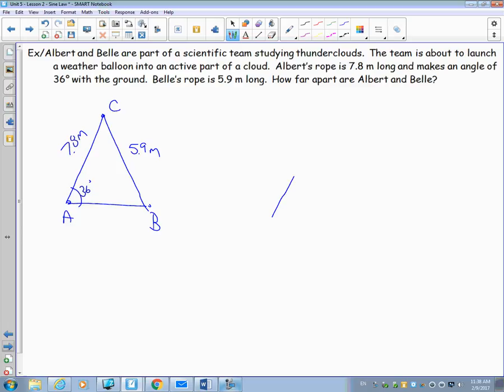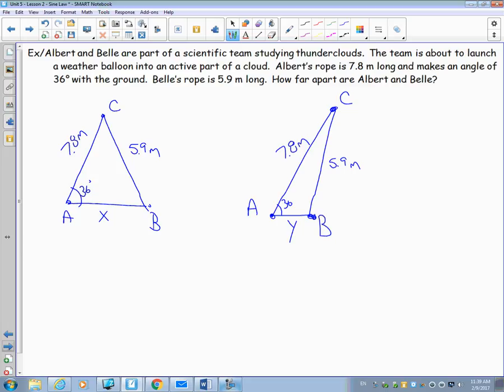Is it not possible that if that's where the balloon is, and Albert's here, that Bell could be standing closer to the balloon, but on the same side as Albert? So again, we still have 36. We still have 5.9 meters. We still have 7.8 meters. But she's standing in a completely different position. So if I want to know how far apart they are, I could have x or y, and they'll be completely different values. And we call this the ambiguous case, when we don't know which triangle is formed.